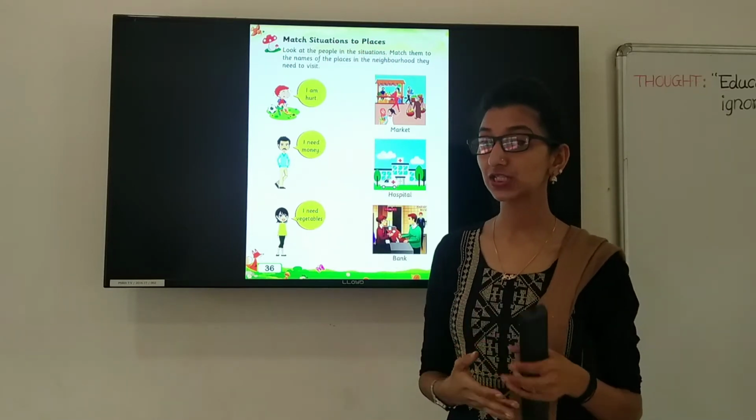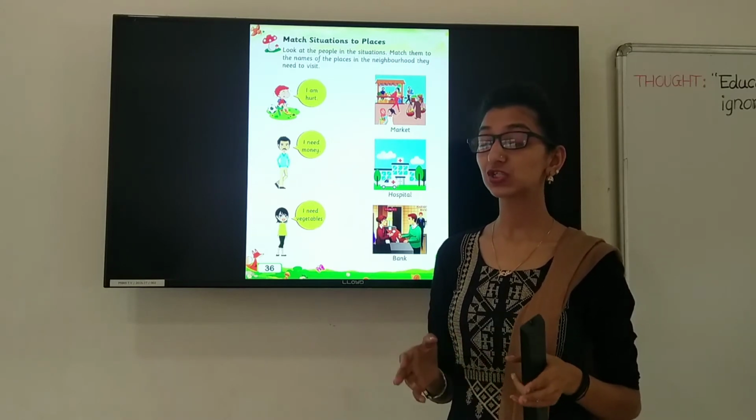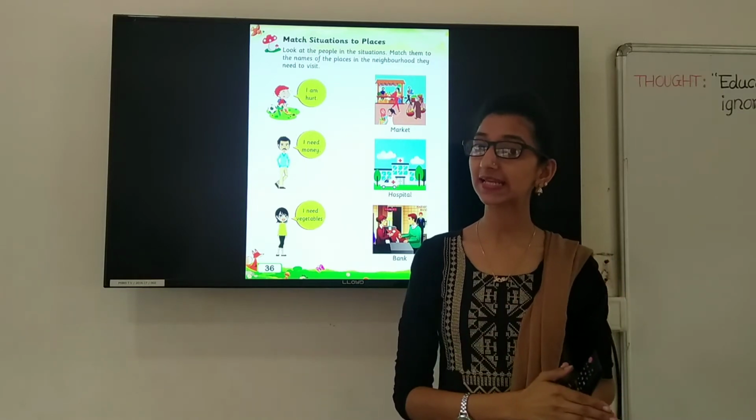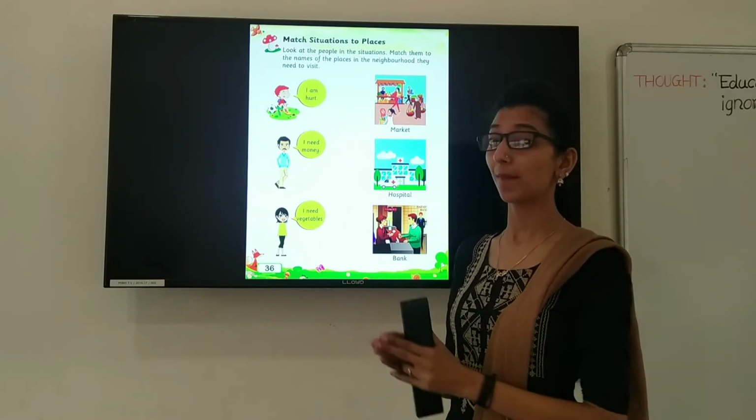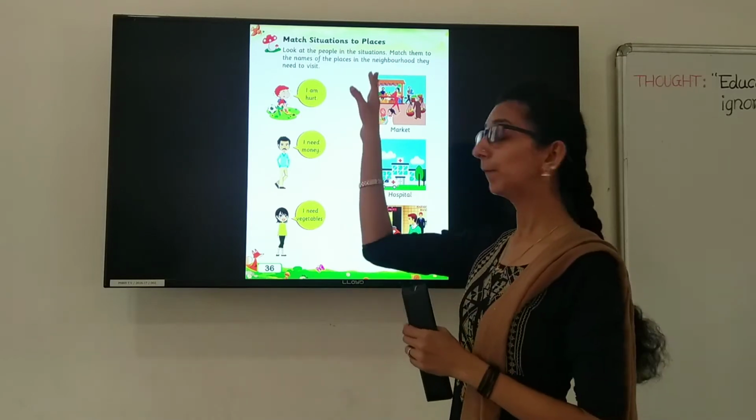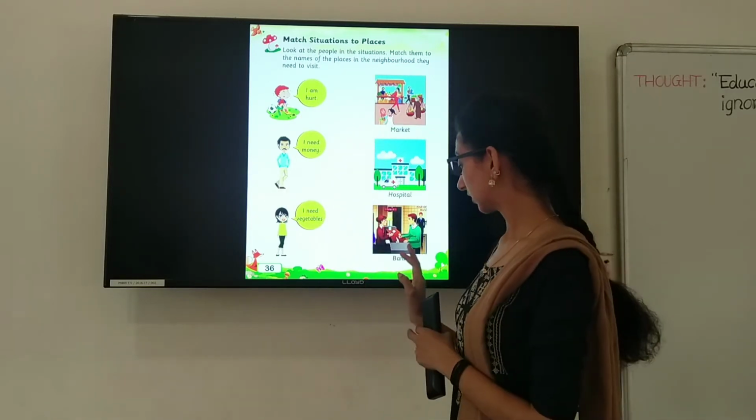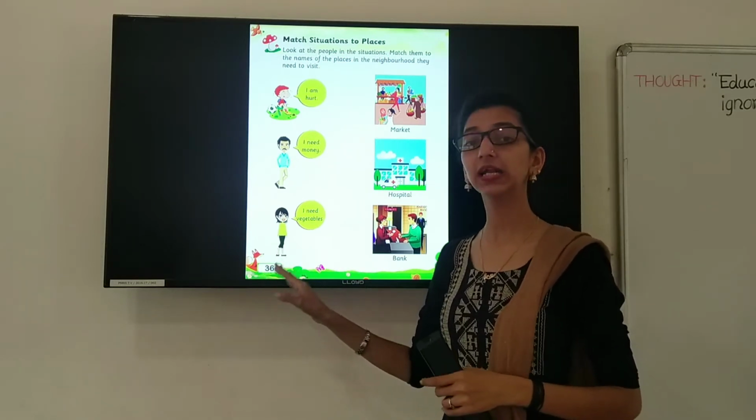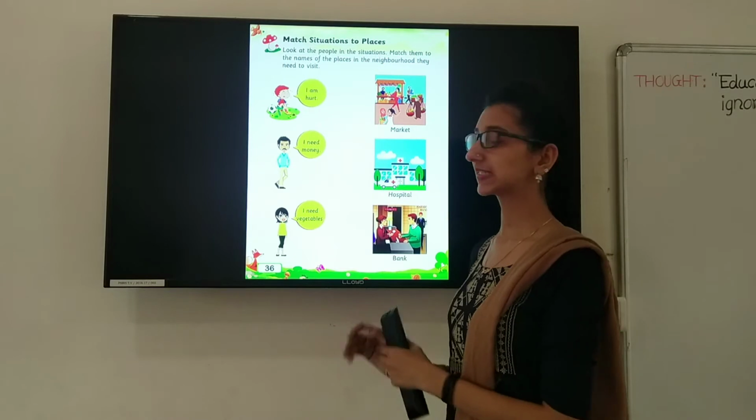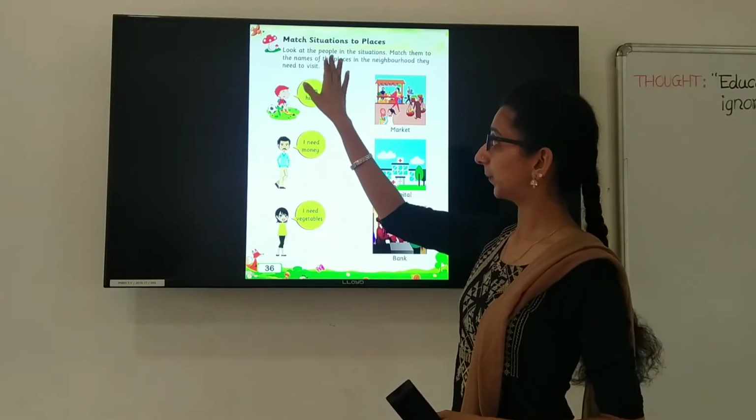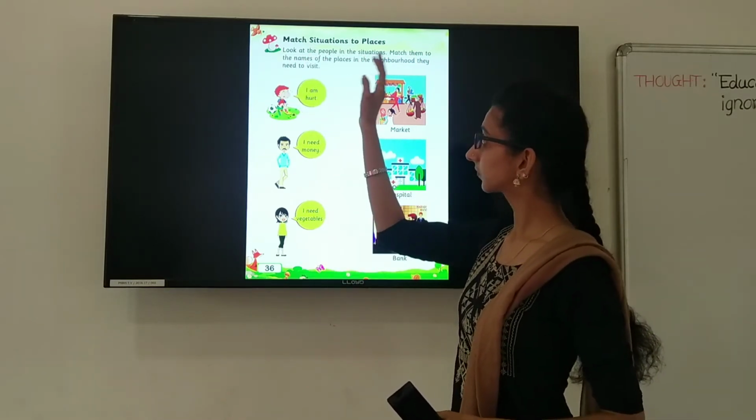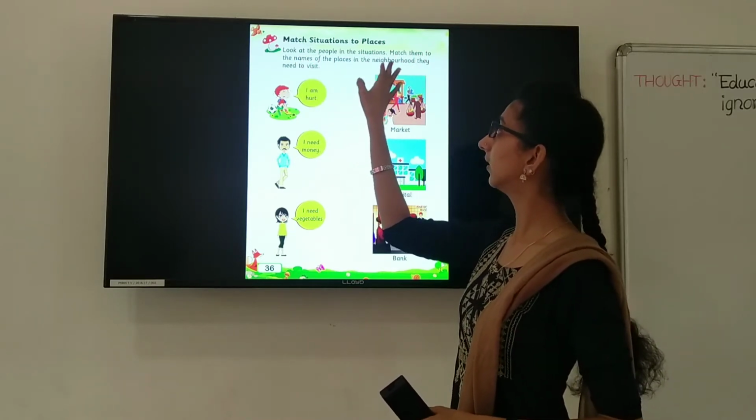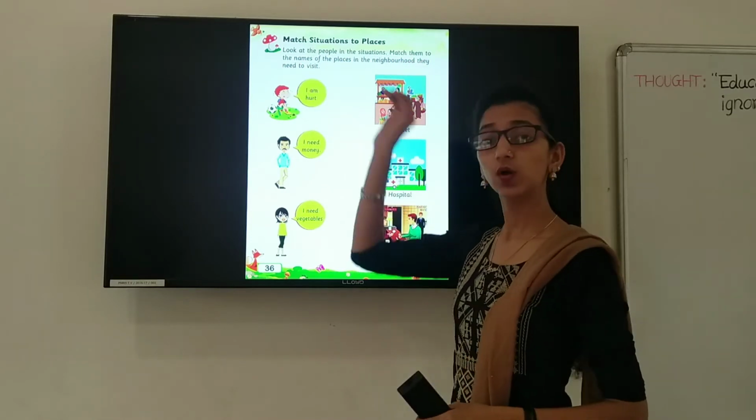Okay. In the last session, I taught you to match the people to the places. Now I am going to teach you to match situations to the places. So students, you have to open your EVS textbook, page number 36. Look at the people in the situation. Match them to the names of the places in the neighborhood they need to visit.